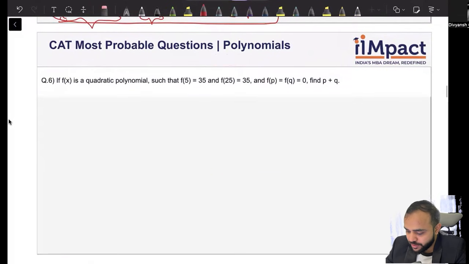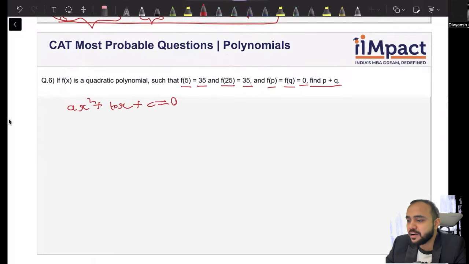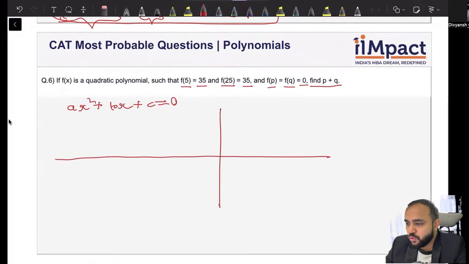Moving on, question number 6. If f(x) is a quadratic polynomial such that f of 5 is equal to 35 and f of 25 is equal to 35, and f(p) is equal to f(q) is equal to 0, find p plus q. So now a lot of people would want to assume ax square plus bx plus c is equal to 0 and then start putting 5 and 25 and arrive at some sort of relationship. This question is best done through a graph.